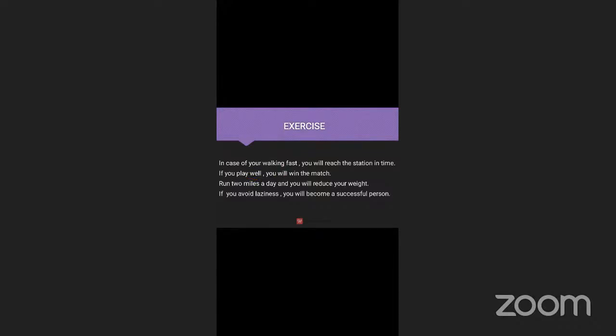Run 2 miles a day and you will reduce your weight. What kind of sentence is this? The sentence starts with a verb, so we can see that this is an imperative sentence, and the conjunction used in the sentence is and. So this sentence is a compound sentence.